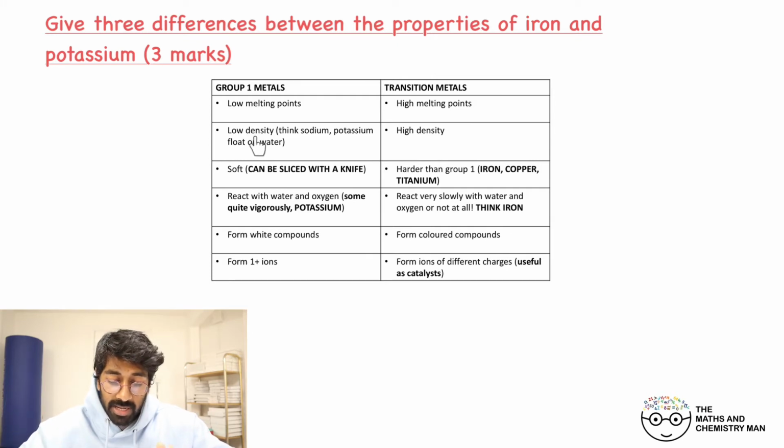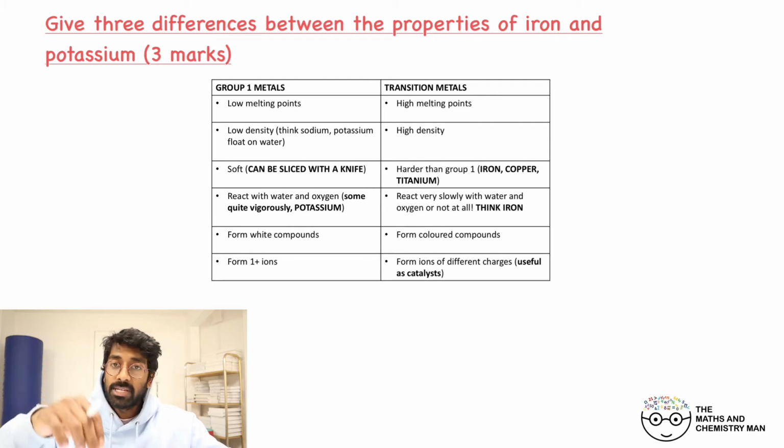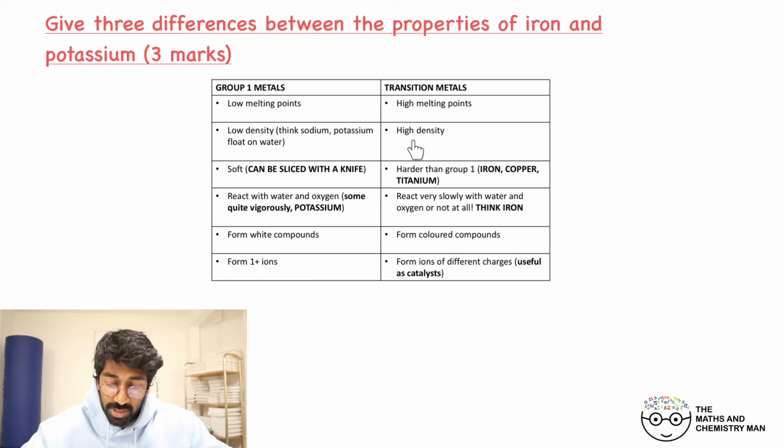Next, group 1 metals have low densities. Now, your teacher would have done that experiment in school where they took a bit of sodium or potassium, maybe both, and they put it into water. And what happened? It went fizzing around on the water like that, right? And a bit of gas was given off and a bit of smoke. But the key thing there was that it floated on the water, so it's low density. Transition metals, on the other hand, quite high density.